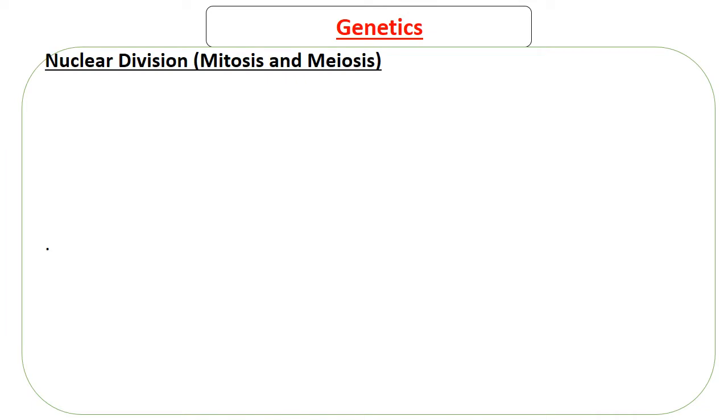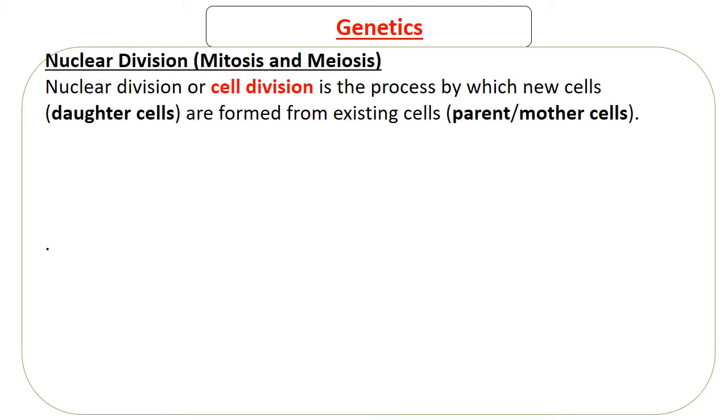So cell division or nuclear division. So nuclear division is another word for cell division. The reason why cell division is also called nuclear division is because the dividing of a cell begins from the nucleus. From the nucleus, the cell separates into two halves, as you are going to see later. That's why it's sometimes called nuclear division. So nuclear division is defined as a process by which new cells, which are called daughter cells, are formed from existing cells, which are called parent or mother cells.